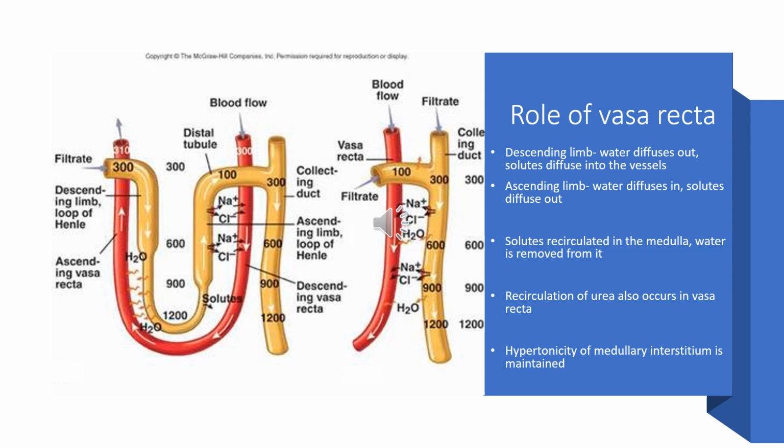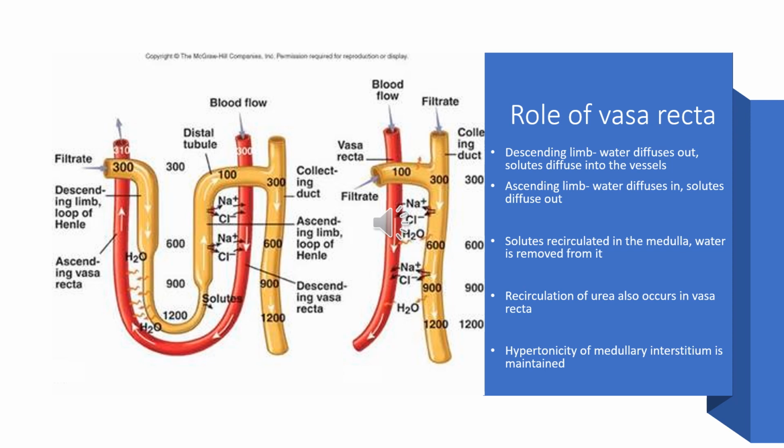So the solutes that are reabsorbed from the thick ascending limb of loop of Henle enter the descending limb of vasa recta and diffuse back into the medullary interstitium from the ascending limb. The water that diffused out of the descending limb is taken back by the ascending limb and carried away with it along with the blood to the cortex.